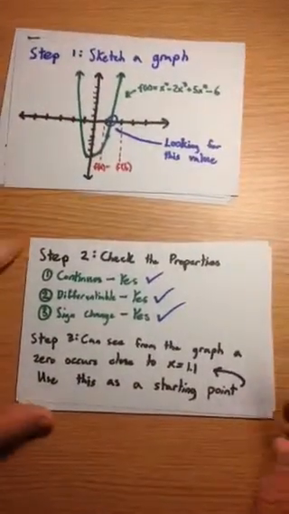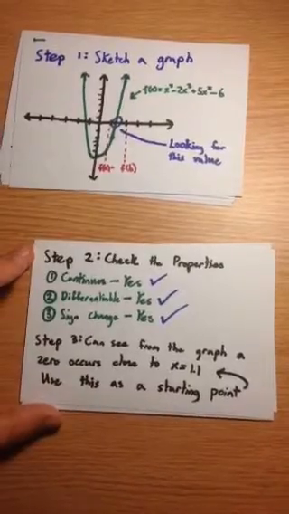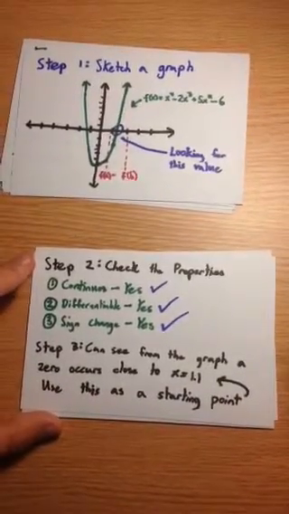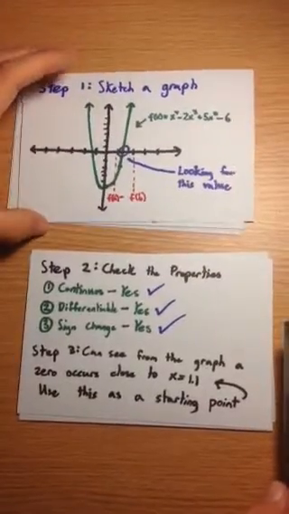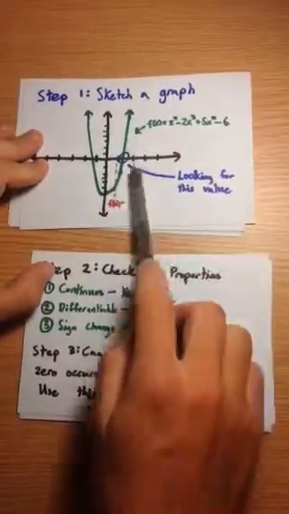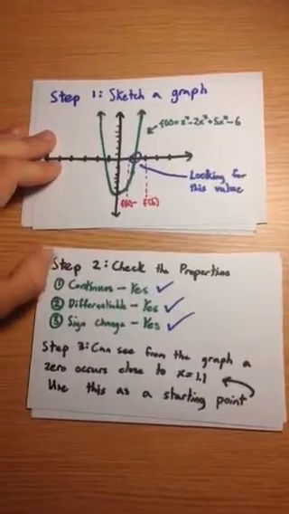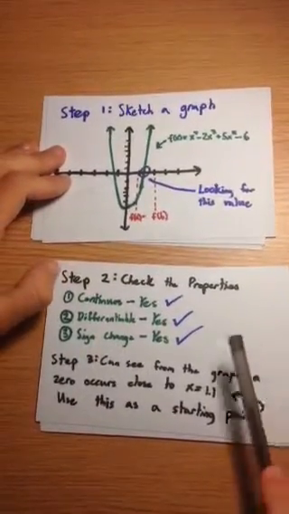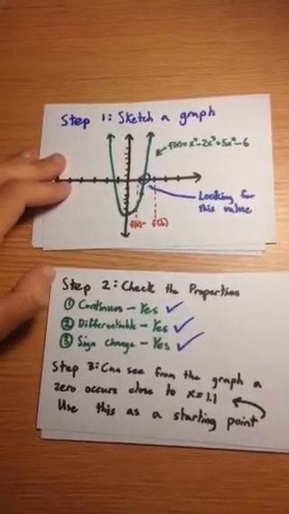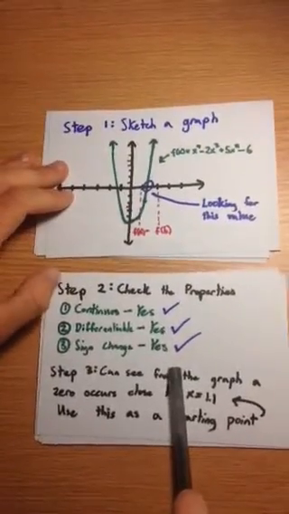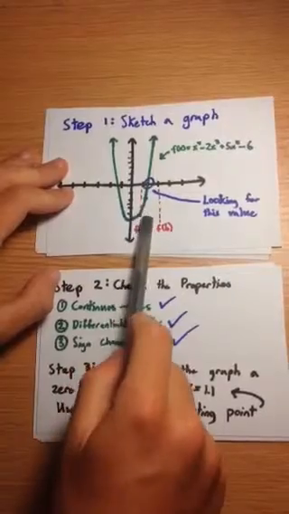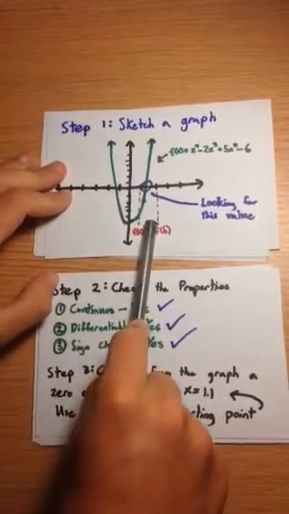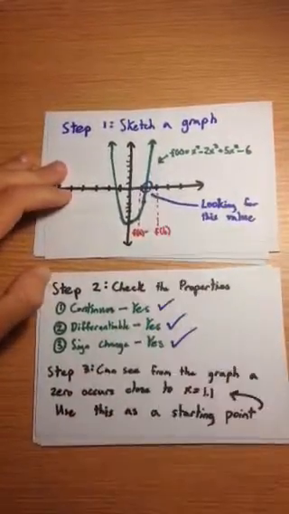Now, step 2, you have to first check the properties, because Newton's method will not work if one of these properties is not met. So we can see from the graph, is it continuous? Well, yes, there's no discontinuities. Is it differentiable? Yes, there are no cusps or vertical asymptotes. Is there a sign change? Well, we can see f of a is negative, and f of b is positive.